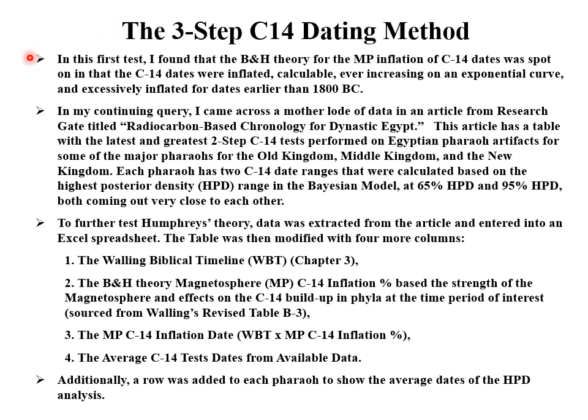In this first test, I found that the B&H theory for the magnetic field inflation of the carbon-14 dates was spot on, in that the carbon-14 dates were inflated, calculable, ever increasing on an exponential curve, and excessively inflated for dates earlier than 1800 BC, just like the B&H theory predicted. Perfect. The only thing that was not in alignment was, of course, his predictions on what the percent difference would be.